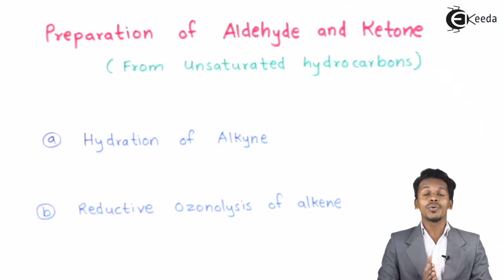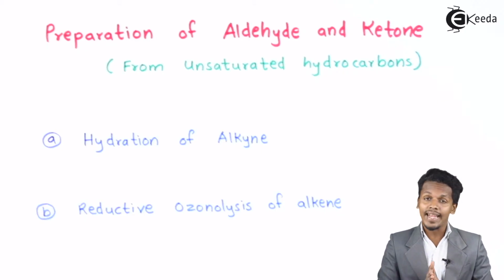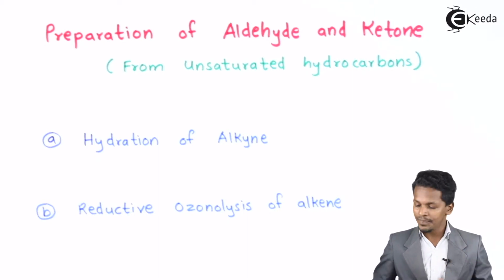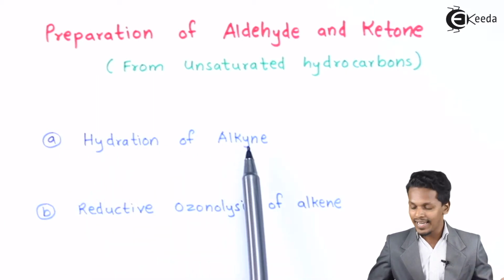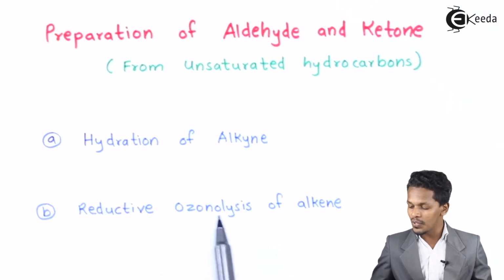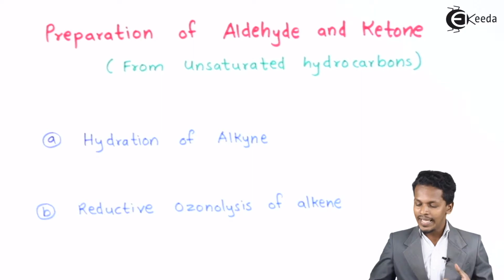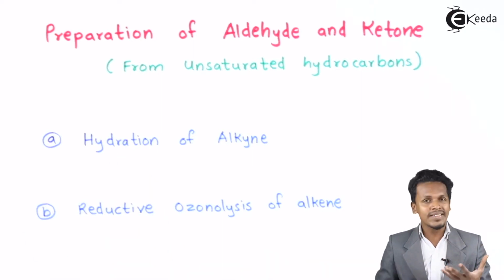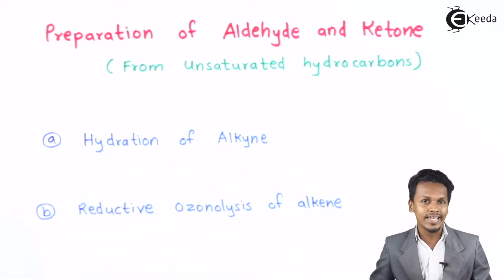So friends, now we are going to talk about the preparation of aldehydes and ketones by using unsaturated hydrocarbons. They can be prepared by two methods: the first is the hydration of alkynes, and the second is reductive ozonolysis of alkenes. These are the two methods I am going to discuss. Let me discuss the first one, the hydration of alkynes.